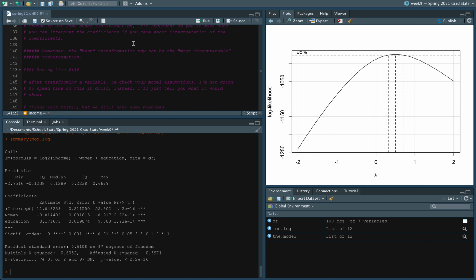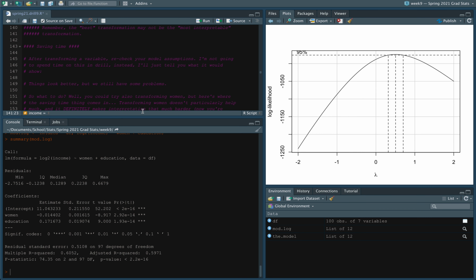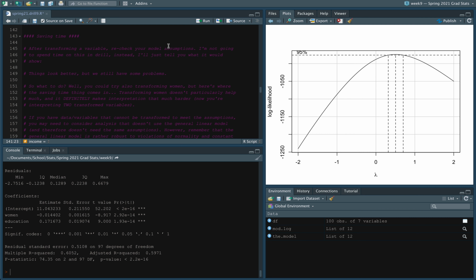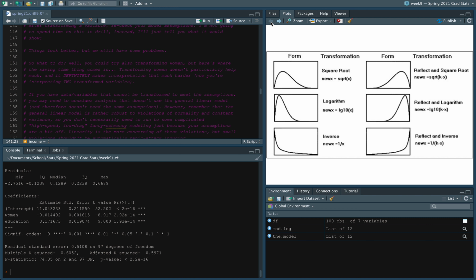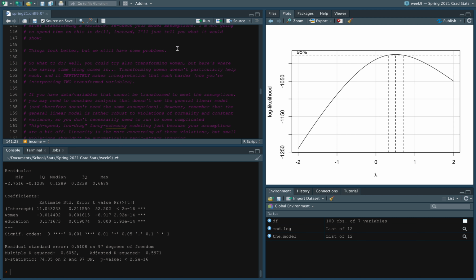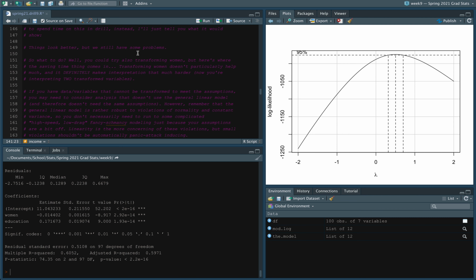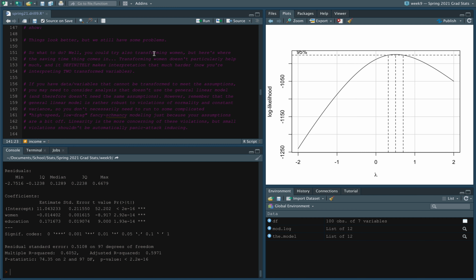So after you transform a variable, you have to recheck your model assumptions, which we did last week, and I'm not going to spend time on this week. Instead, I'm just going to tell you what it would show, which is that things look better, but there's still problems. So what do we have to do? Well, we could try to also do some sort of transformation to our women variable. If you recall, women was also skewed. And so we could try to do something there, but in this case it doesn't particularly help. And then it would definitely make interpretation harder, because now you're interpreting two transformed variables.